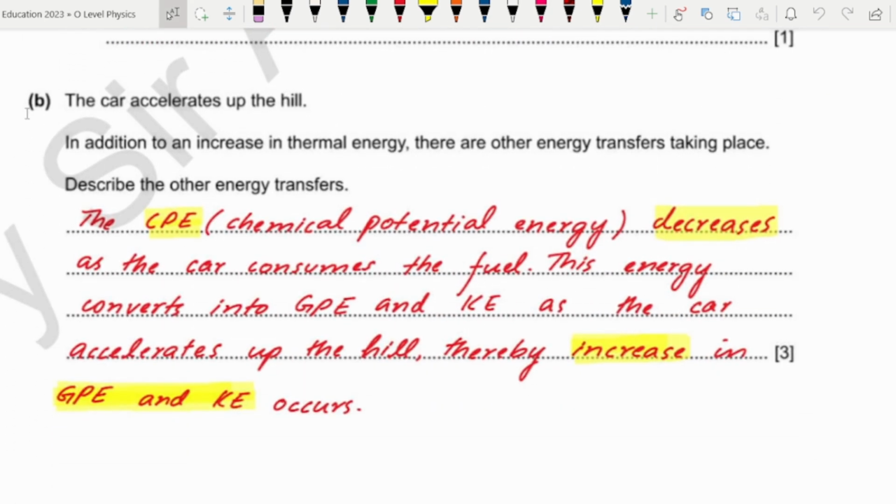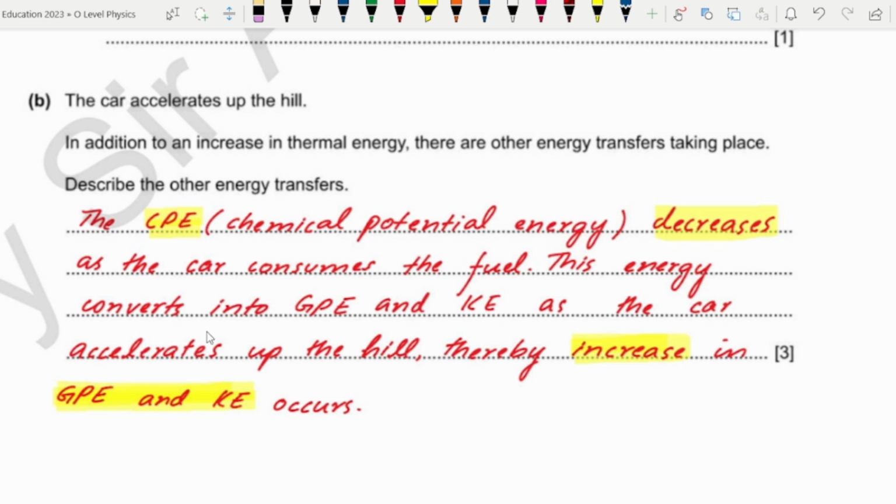Then we have the next one. The car accelerates up the hill. In addition to the increase in thermal energy, there are other energy transfers taking place. Describe the energy transfers. Chemical potential energy, which is the energy of the fuel, is being consumed, so that decreases as the car consumes the fuel. This energy is converted into gravitational potential energy and kinetic energy, because the car is moving, accelerating, so there would be kinetic energy. Up the hill means it's gaining some height, so there would be gravitational potential energy also.